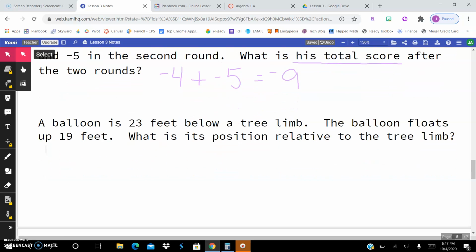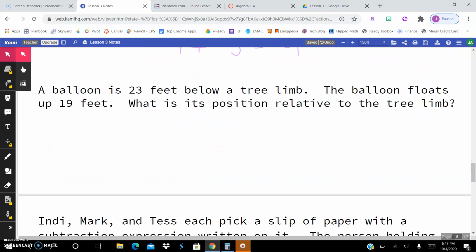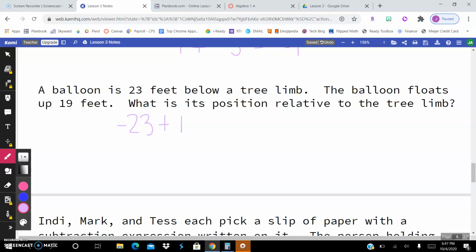To make sure that your answer is correct. All right, next we have a balloon that is 23 feet below a tree limb. Well, if it's below, it's going to be negative. That's the key word there, so -23. The balloon floats up 19. If it goes up, it's going to add 19 feet to its position. What is its position relative to the tree limb?